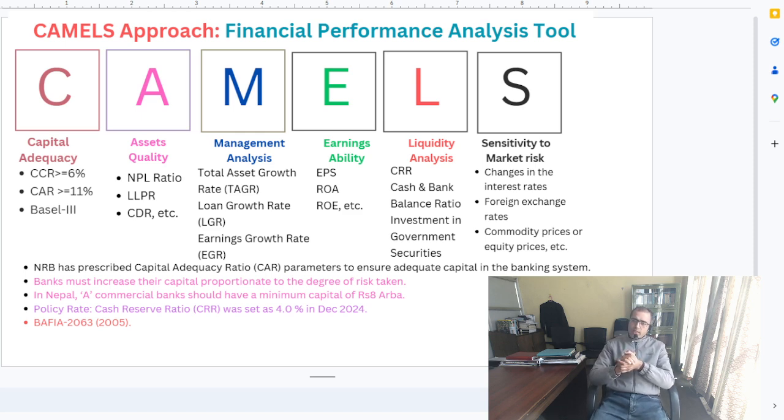Altogether, we know there are 20 commercial banks in Nepal, out of which 19 commercial banks are listed on NEPSE.